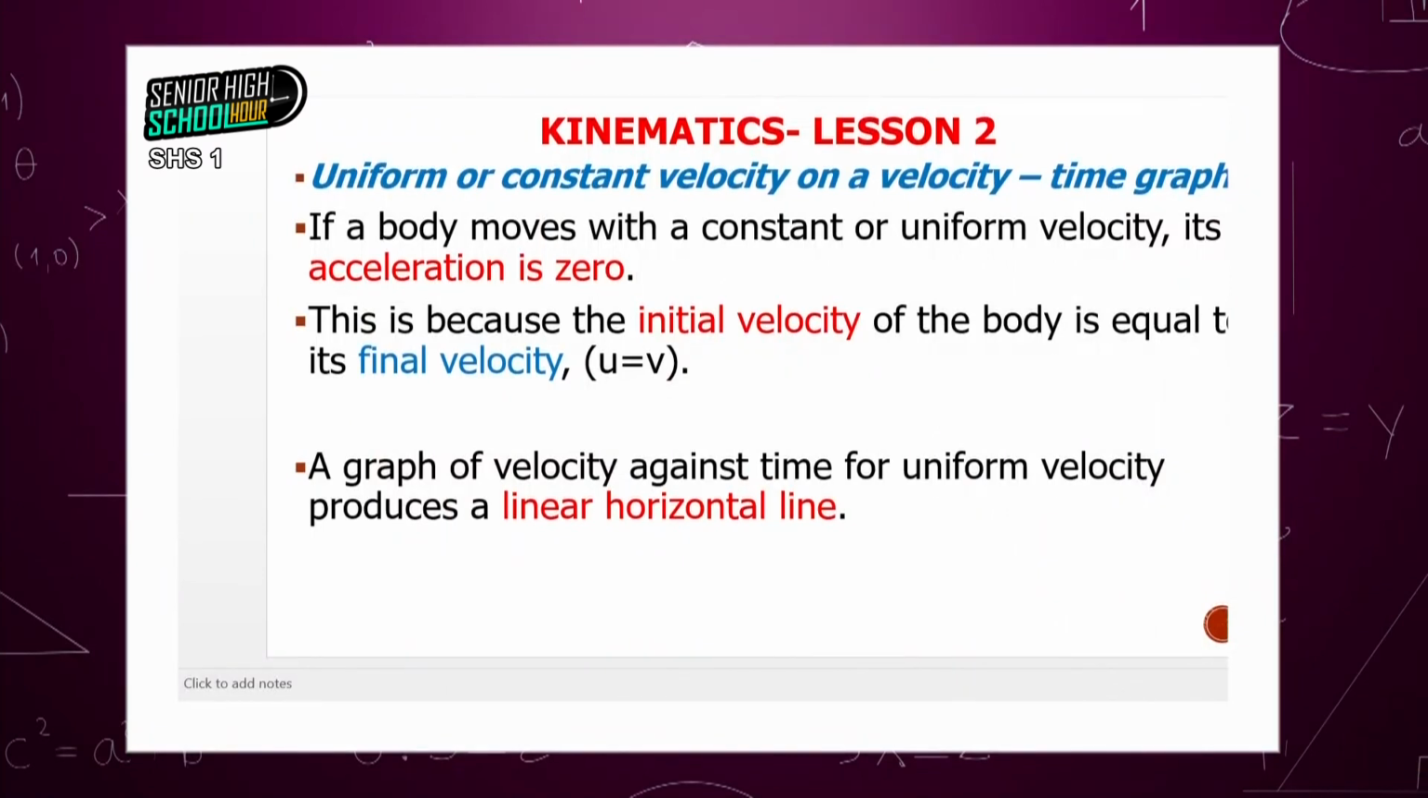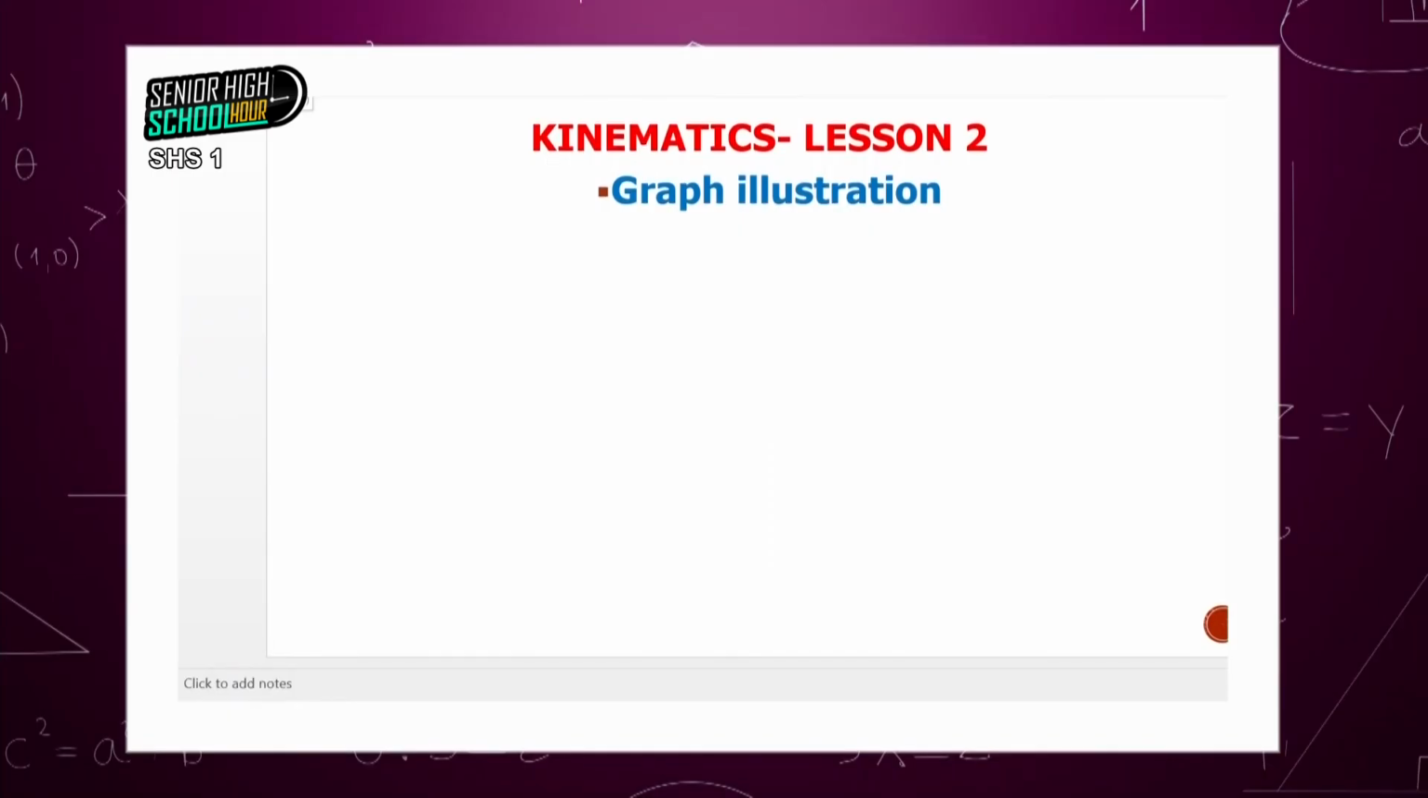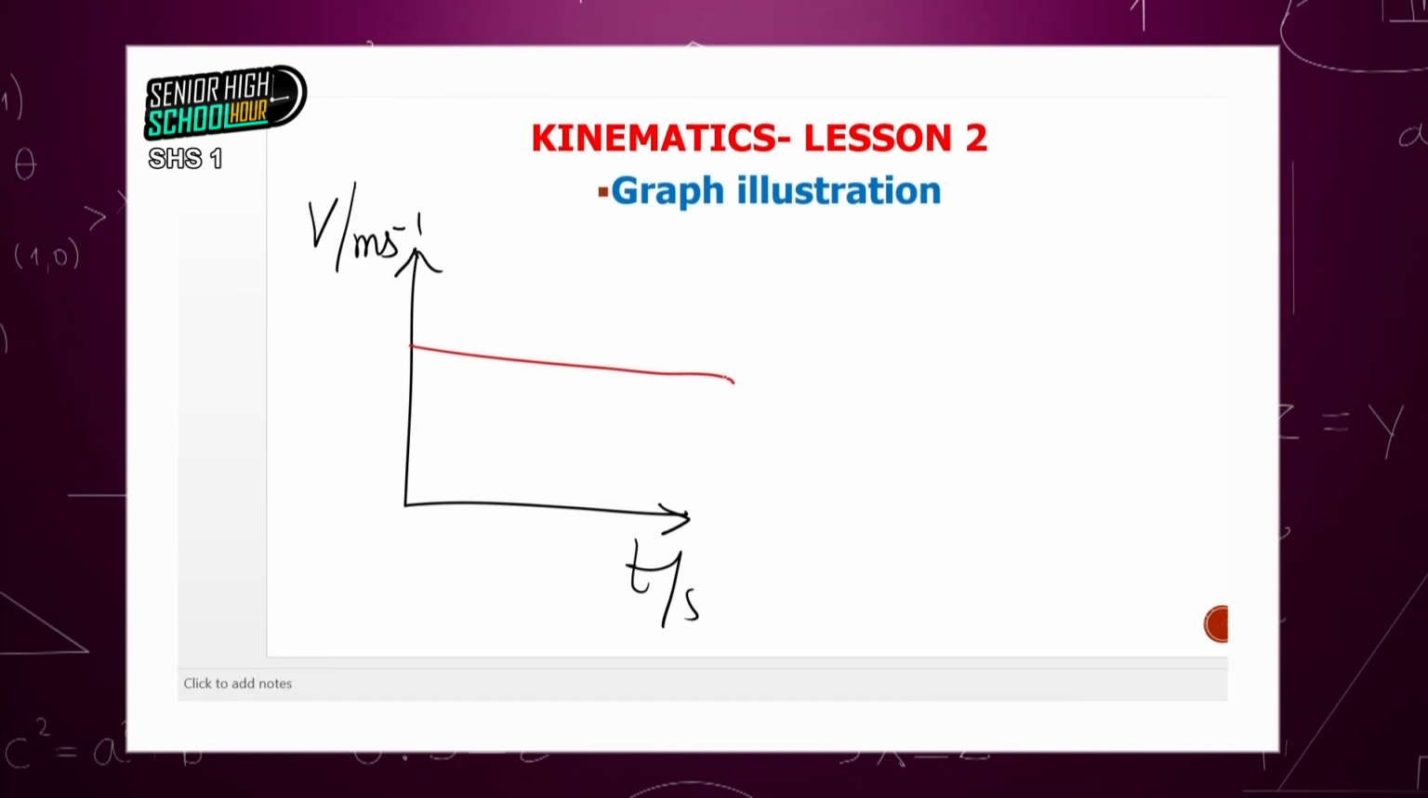Let's look at the graph for uniform velocity on a velocity time graph. So as usual, I'll draw my axis. And I'll label velocity, time in second. This time, the graph looks like this. So this graph is a constant velocity graph on a velocity time graph. And the labeling of the axis is velocity against time, like this, which is supposed to be acceleration. But in this case, we are saying that the body is not accelerating. Why? Let us try to do some illustration.